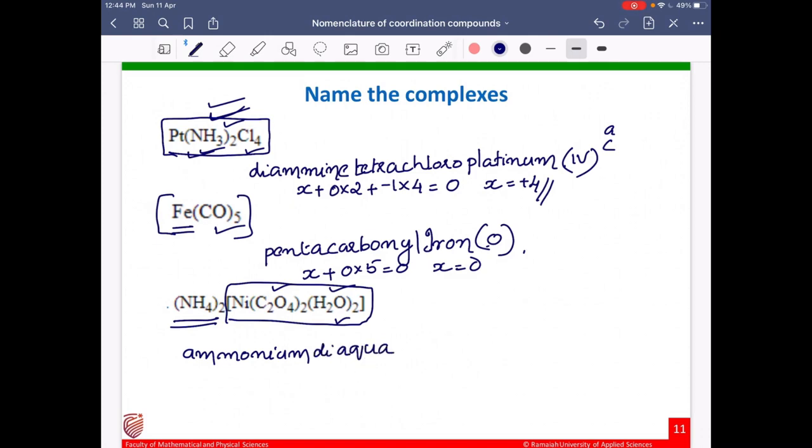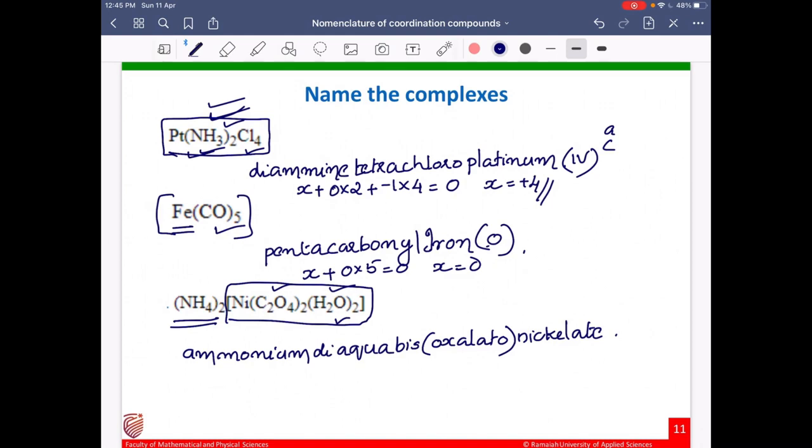Oxalato, 2. Oxalato we know that its denticity is 2. So instead of di, we should write bis. Bis oxalato. Now the metal is nickel, and nickel is part of the anion. So it is nickelate.